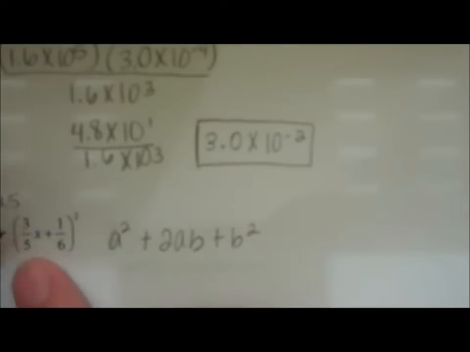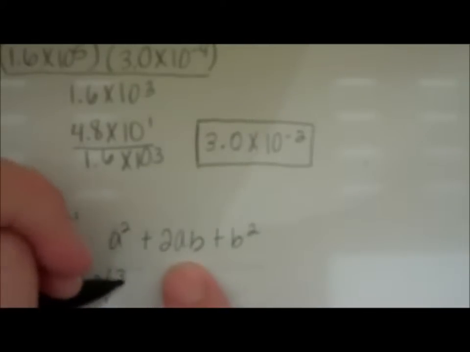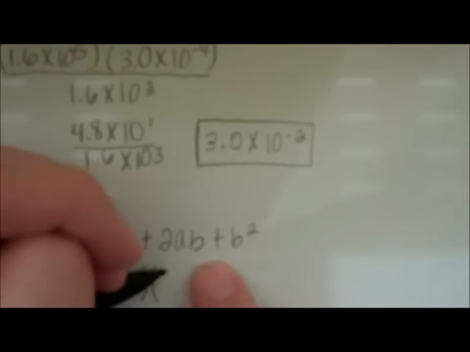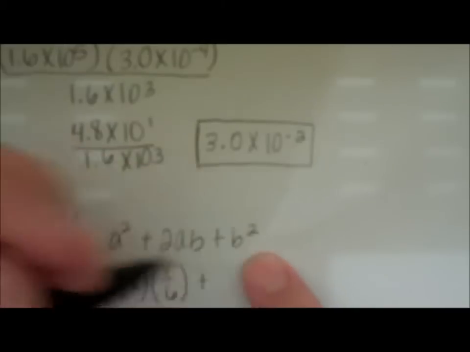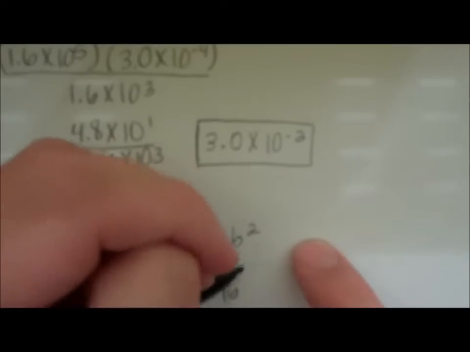Okay, so you take this first one, 3 over 5. This is my a, this is my b. So I take 3 over 5 x, and I square that. And then I take plus 2 times my a, which is 3 over 5x, times my b, which is 1 over 6, plus my b squared, 1 over 6 squared.